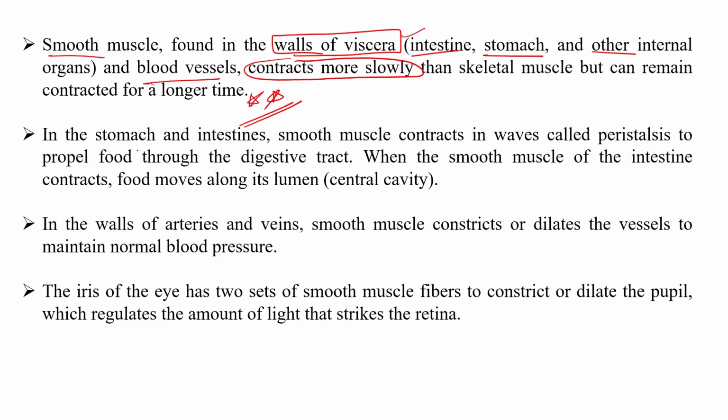So what are the functions of these smooth muscles which are present in various organs? In the stomach and intestine, smooth muscles contract in a wave-like pattern, which is known as peristalsis.